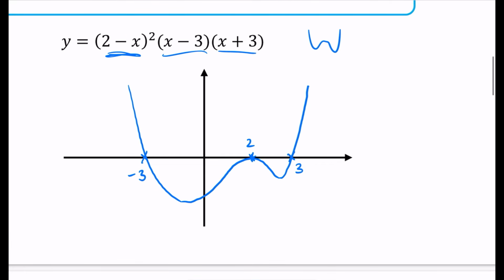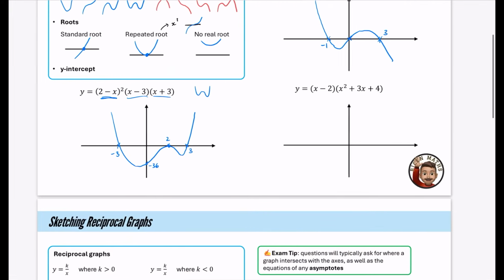Now to check the y-intercept, we just want to make x equals 0. So if we just subbed 0, 0, and 0, I would have 2 squared times minus 3 times 3. So that's 2 squared, which is 4, times minus 3 is minus 12, times 3 is minus 36. So again, it doesn't need to be properly drawn to scale. That is a perfectly acceptable sketch for that quartic.